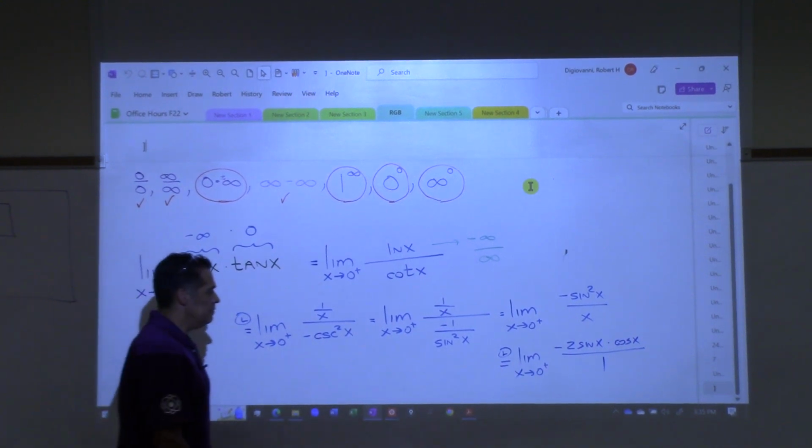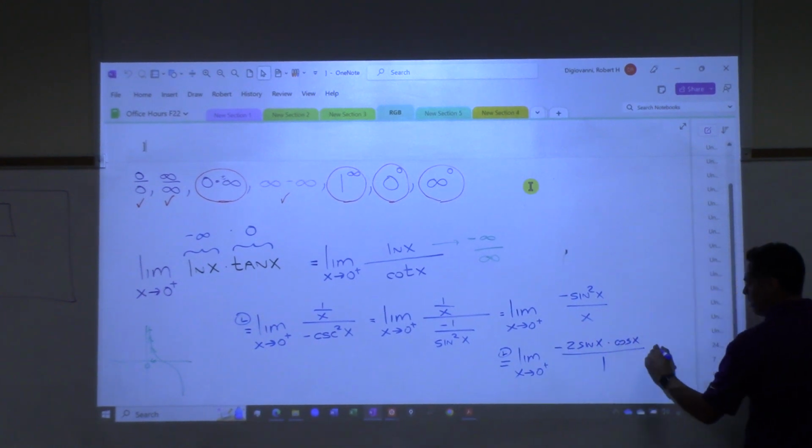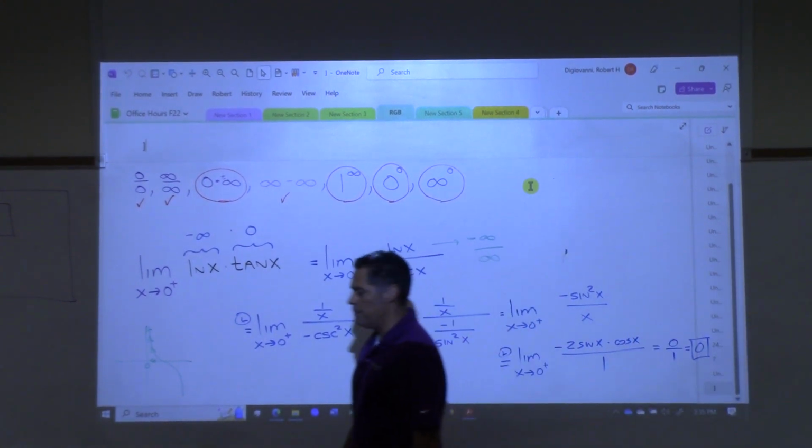What does the top go to? 0. Yeah, negative 2 times 0 times 1, right? Negative 2 times 0 times 1. So you get 0 on top, and on the bottom you have 1. That's not a problem. That's just 0. So see, your answer was 0, but you had to work for it.